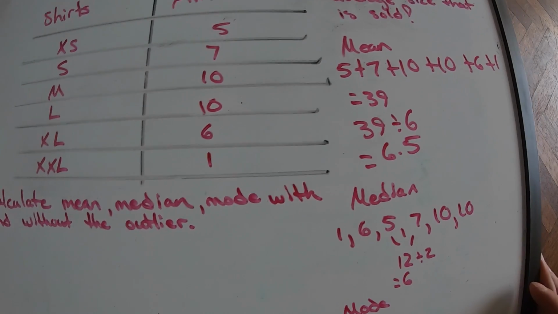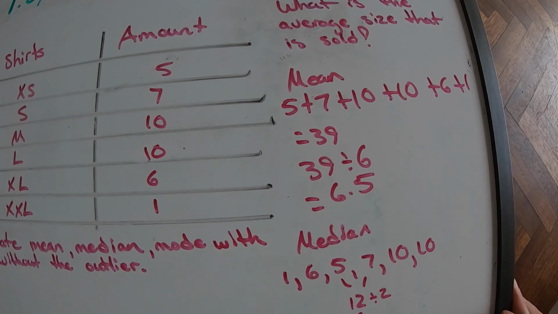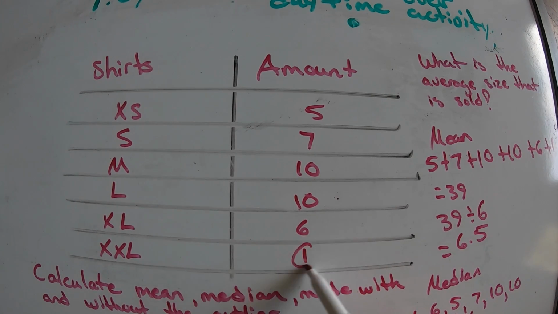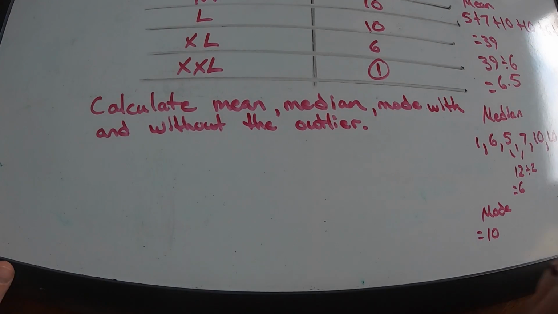Now we've done all of these calculations, obviously including the outlier because we didn't remove any piece of information. But looking at our quantities, which one do you think is the outlier? If you chose 1, you are correct. So it's the most significantly different number from the rest of our data. So now we're going to quickly do the calculations when we remove the outlier.